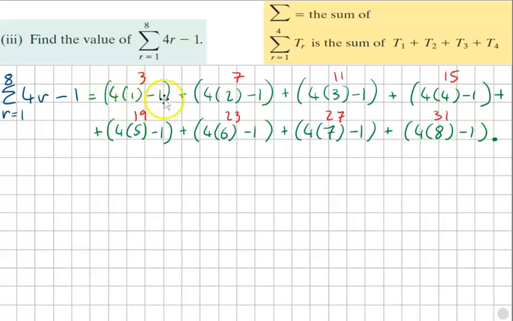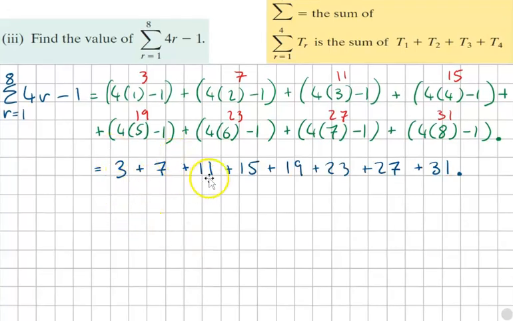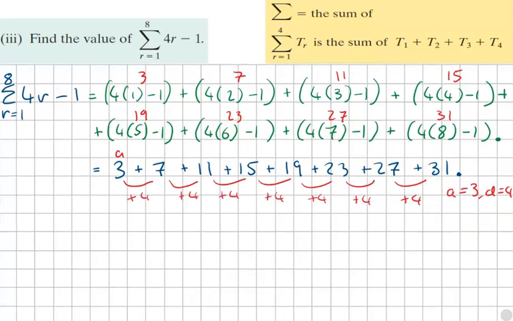So 4 times 1 minus 1 is 3. 4 times 2 minus 1 is 7. 4 times 3 minus 1 is 11. And we get 15, 19, 23, 27, 31. So it's 3 plus 7 plus 11 plus 15 plus 19 plus 23 plus 27 plus 31. So a is the first term, and plus 4 is the common difference. So d is equal to 4.